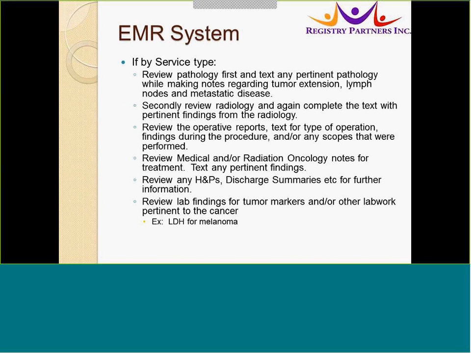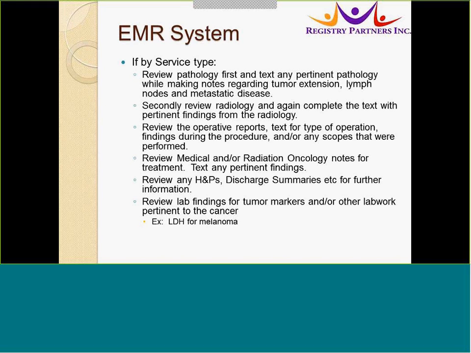If the EMR system is arranged by service type, review the pathology first and text any pertinent pathology while making notes regarding tumor extension, lymph nodes, and metastatic disease. Secondly, review radiology and again complete the text with pertinent findings. Move to the operative reports, text for type of operation, findings during the procedure, and any scopes that may have been performed. Then move into the medical and radiation oncology notes.